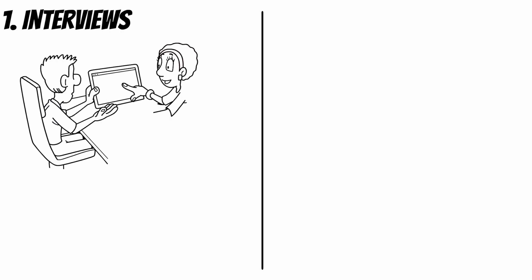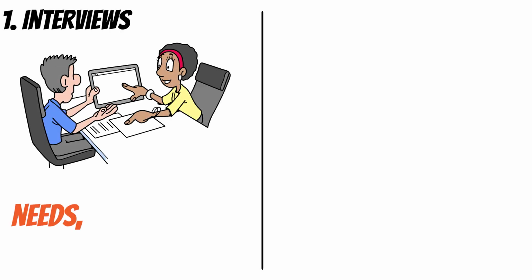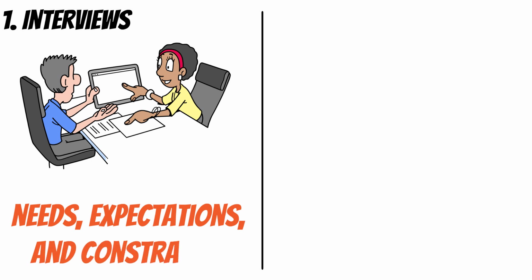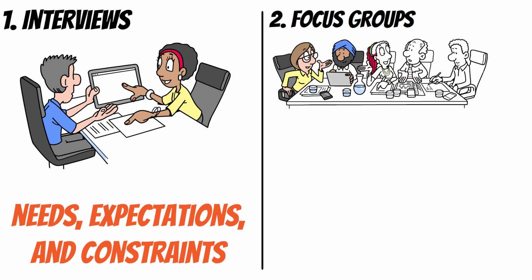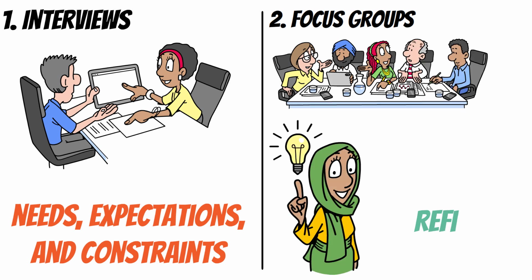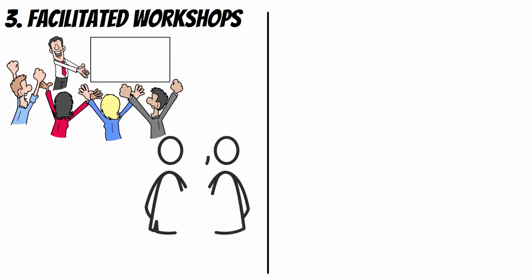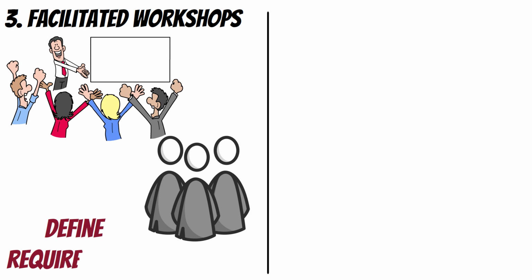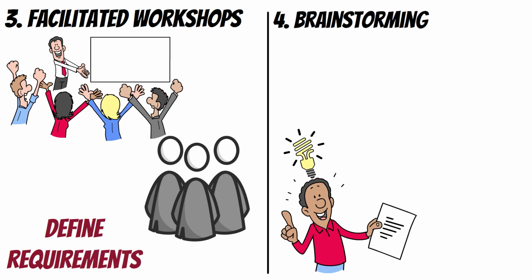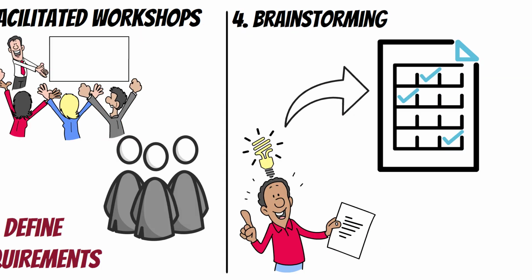1. Interviews. One-on-one conversations with stakeholders to uncover specific needs, expectations, and constraints. 2. Focus groups, small group discussions to explore different perspectives and refine requirements collaboratively. 3. Facilitated workshops, structured sessions where key stakeholders come together to define requirements efficiently. 4. Brainstorming. Encourages creative thinking to generate a wide range of possible requirements.